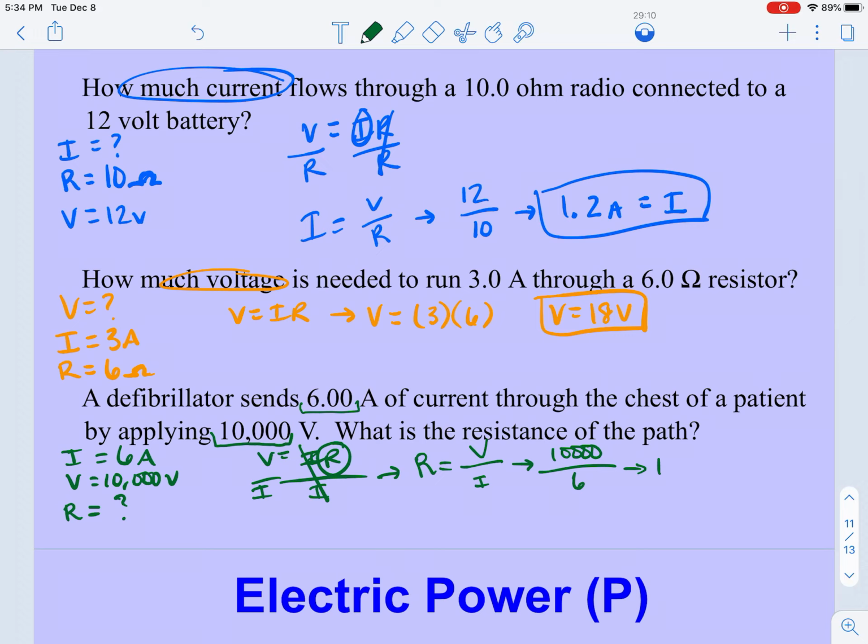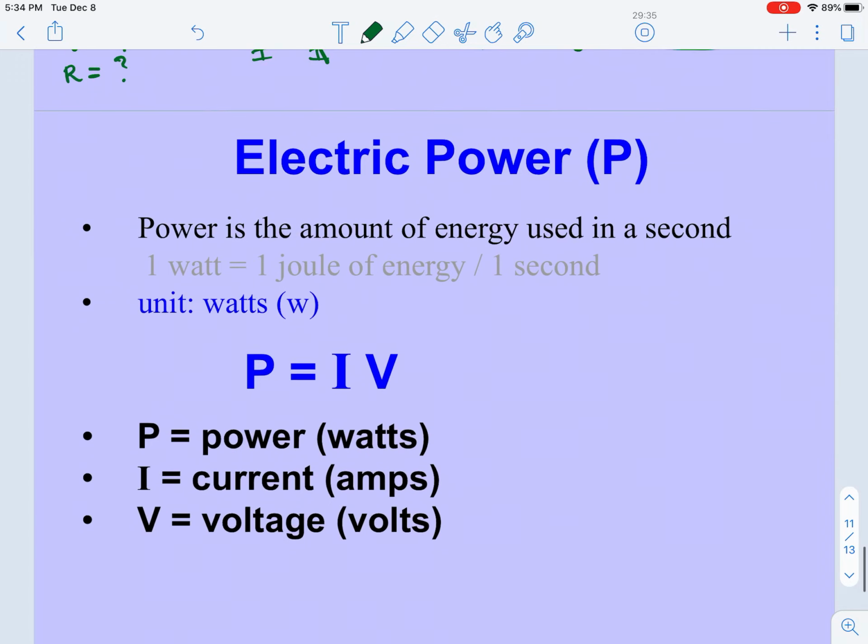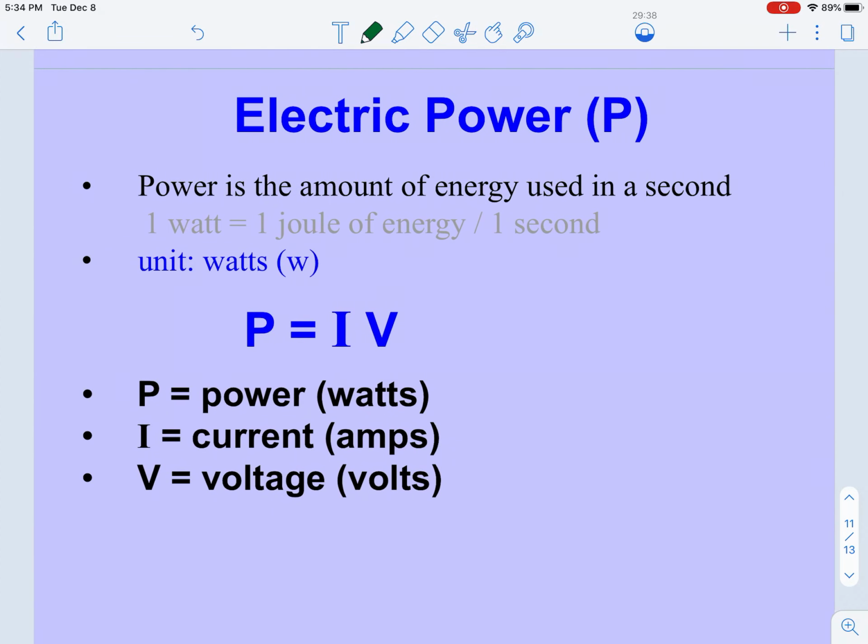I'm going to go ahead and write this in scientific notation rather than writing it twice. So they gave us 3 sig figs in our current. This value here has no decimal, so it's technically only 1 sig fig. I'm going to go ahead and cheat a little bit, and I'm going to choose to write it as 2 sig figs. So this is going to be 1.7 times 10 to the 3rd ohms for my resistance.